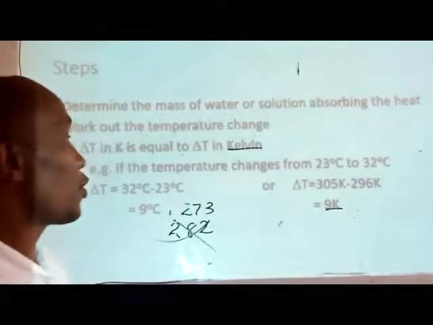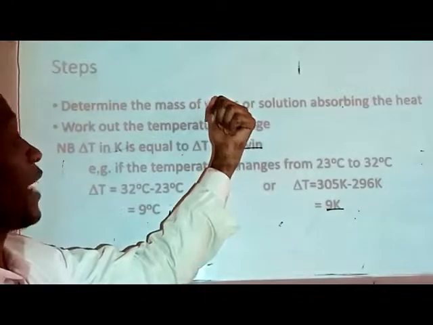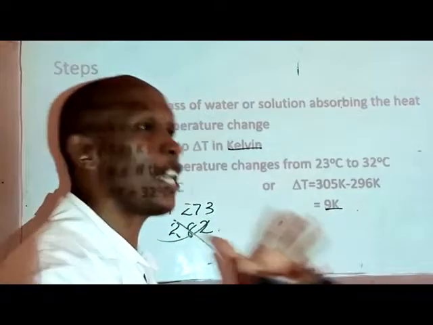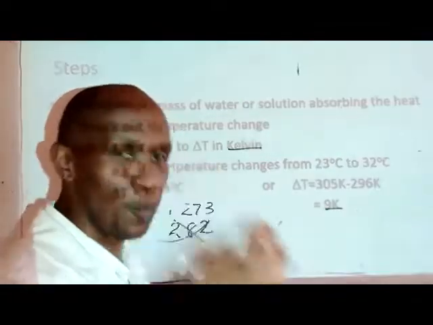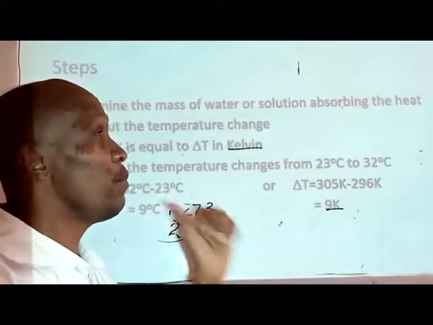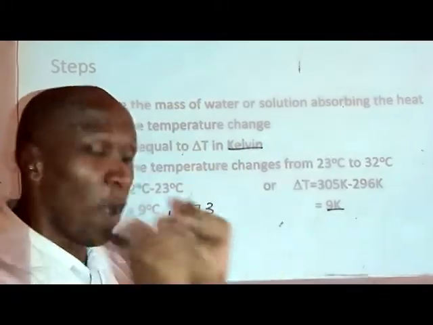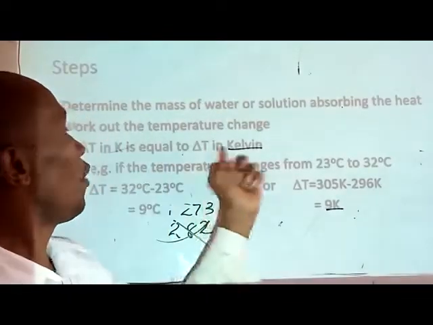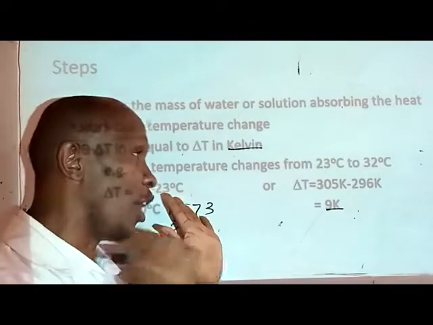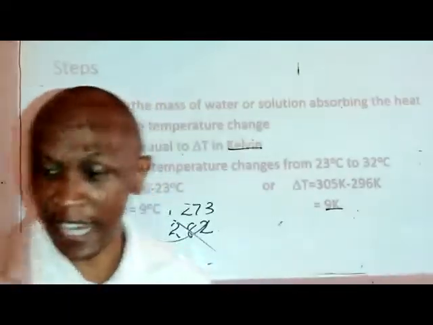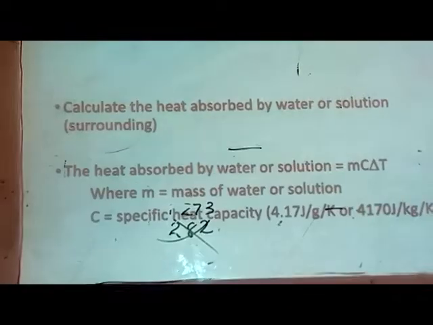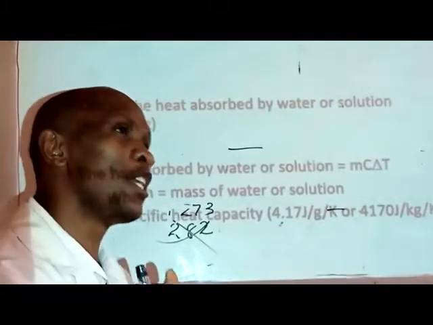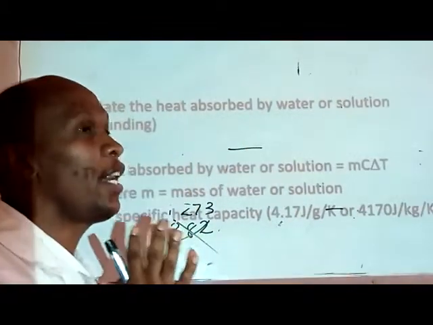And that is important. So the first thing, get the mass of the environment. That is exactly what we are going to be using in this kind of question, because we can only work from the environment and not from the reacting substance. So get the mass of the environment, work out the temperature change of the surroundings, and then the third step: you calculate the amount of heat that is absorbed by the water or the solid, whatever is making the environment.